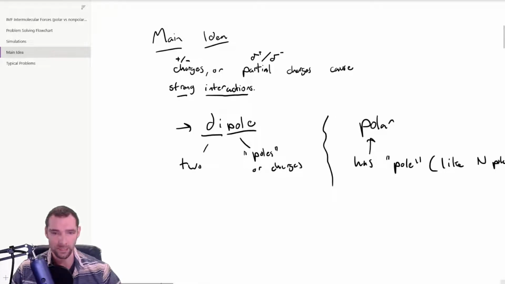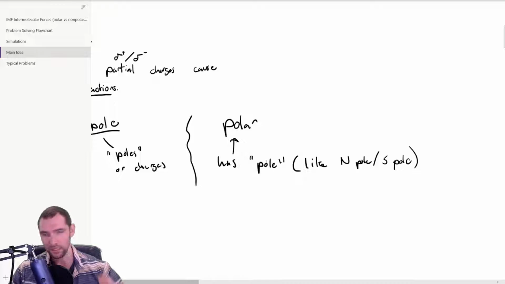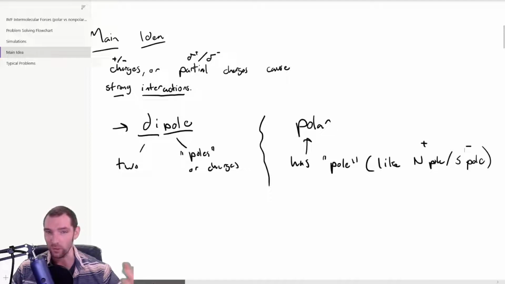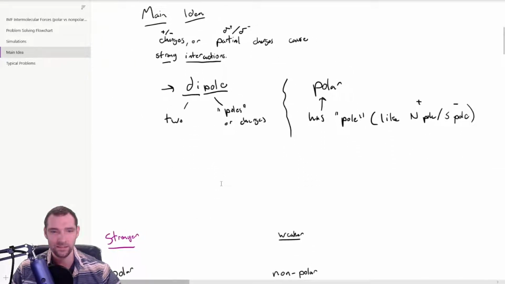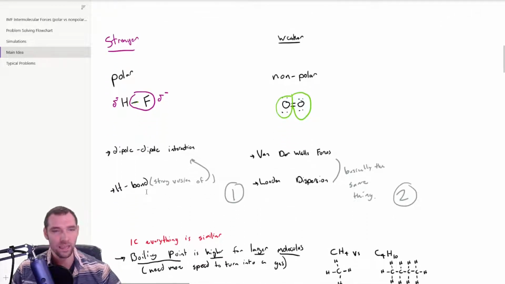And whenever we have something that's polar, this is something that has a pole, kind of like a north or a south pole, which you can think of as the positive and the minus charge. That's the main idea. So either something has poles and charges or it doesn't. So something that's polar, or having a pole, is going to have strong interactions. And hydrogen bonds are just a type of dipole-dipole interaction.